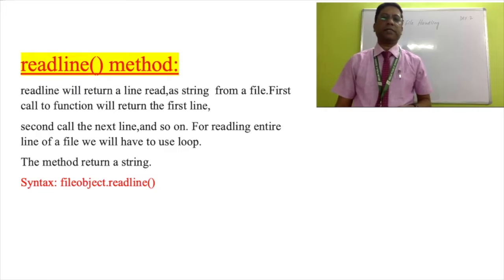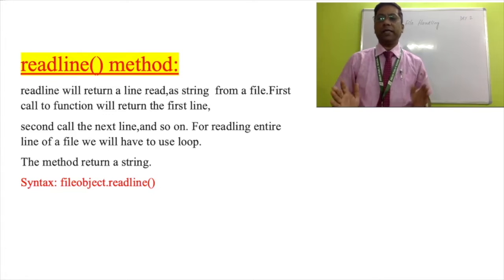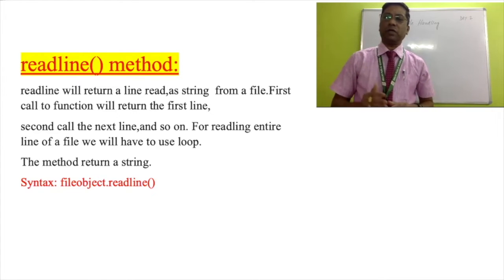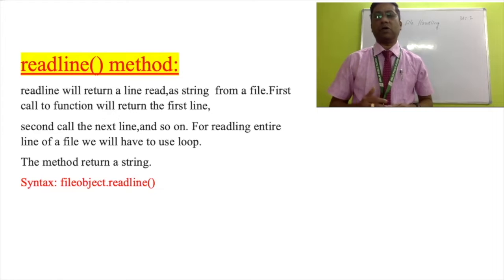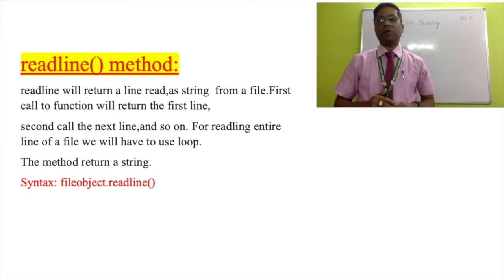Now how is the readline method different from the read method? Readline method reads one line at a time. If you call it the first time, the first line will be returned. If you make a second call, then the second line will be read. And if you want to read the entire content of the file, then of course you have to use one of the loops, either a for loop or a while loop, in order to complete reading all the lines in the file.